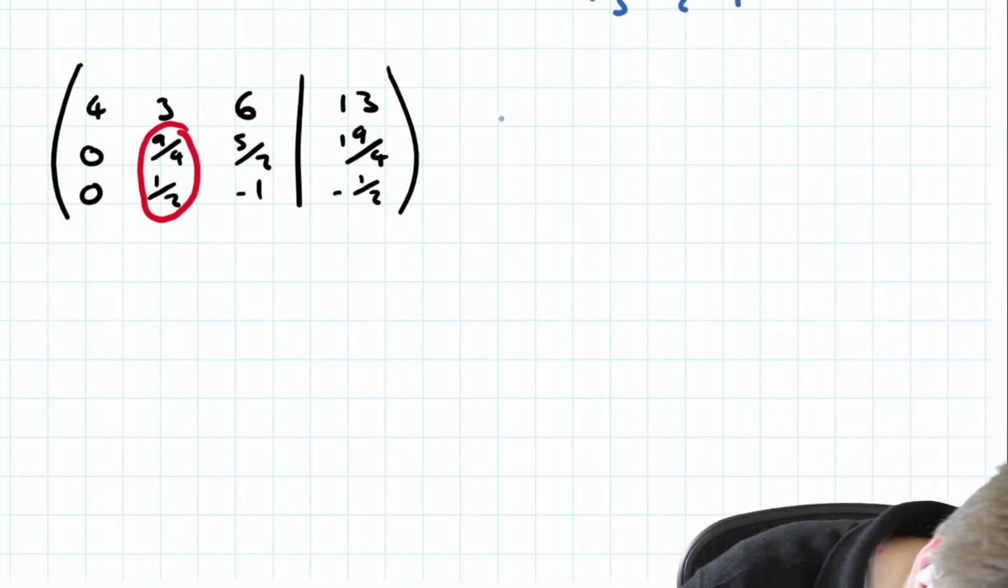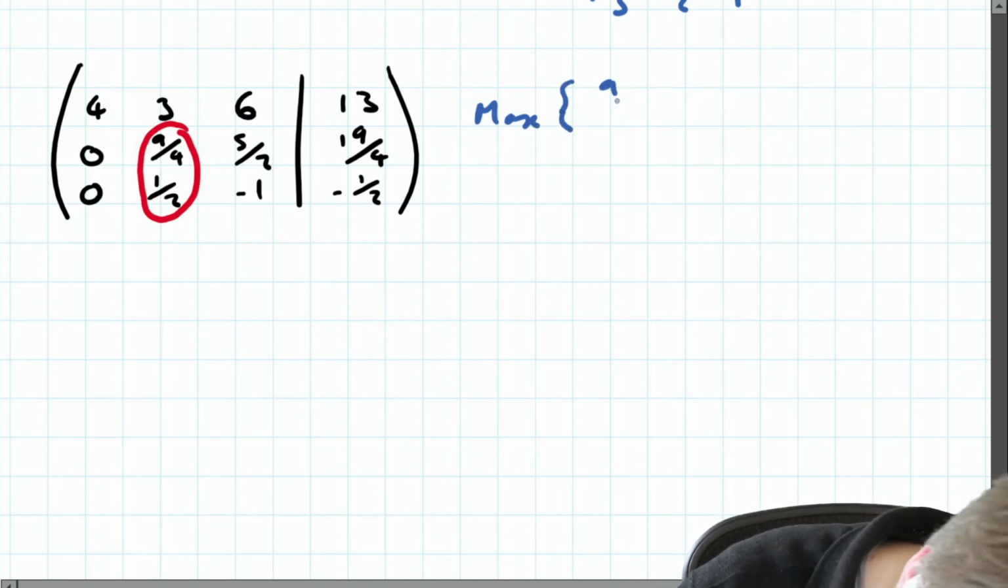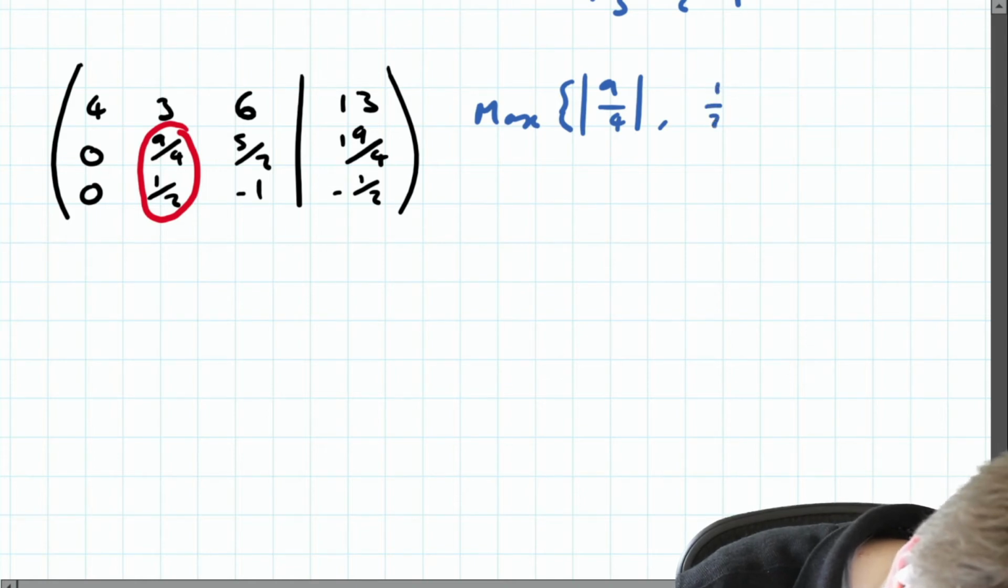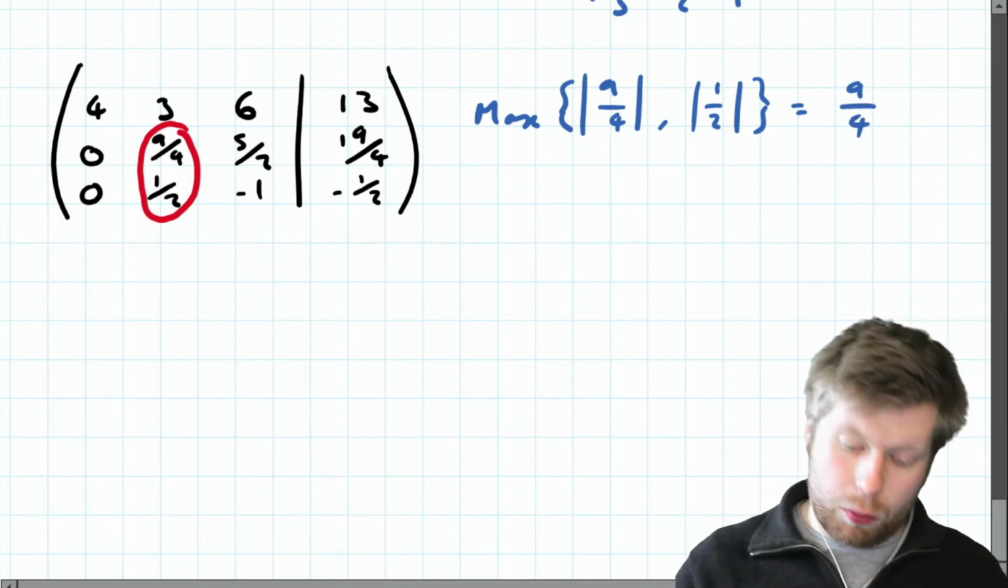Okay, so let's choose between the maximum of 9 over 4, and of course I'm going to take absolute values just to make sure, and 1 over 2 absolute value. Well, fairly obviously in that case the 9 over 4 is much bigger than the 1 over 2.